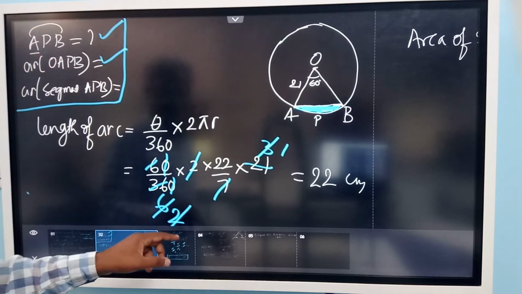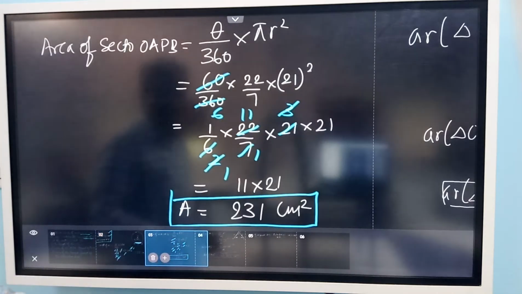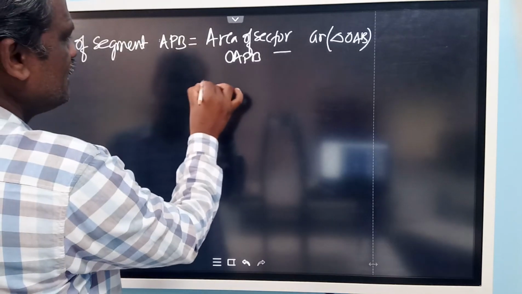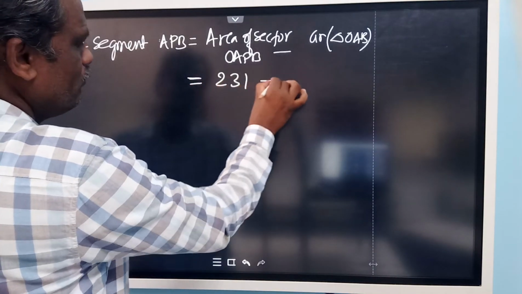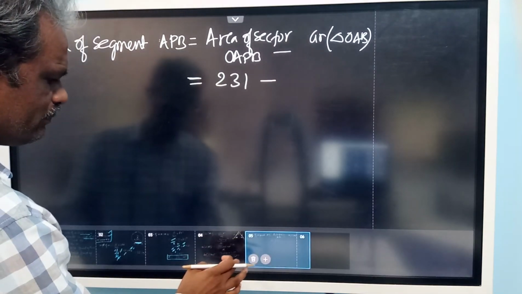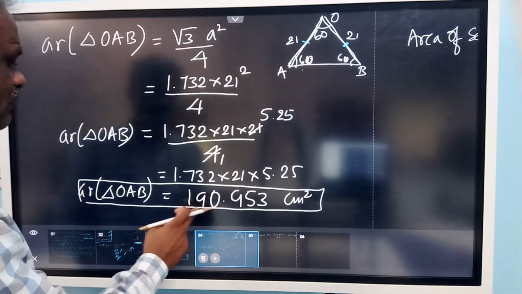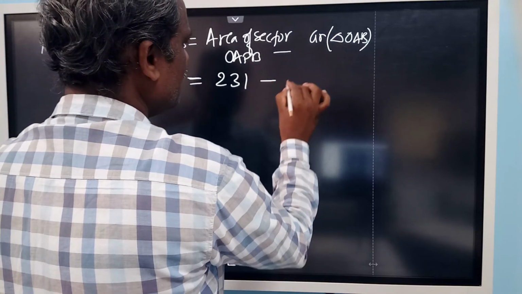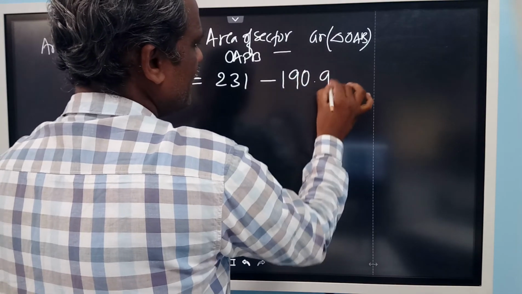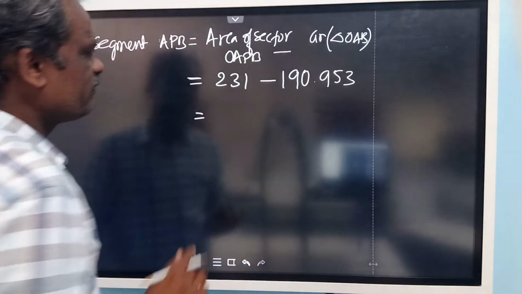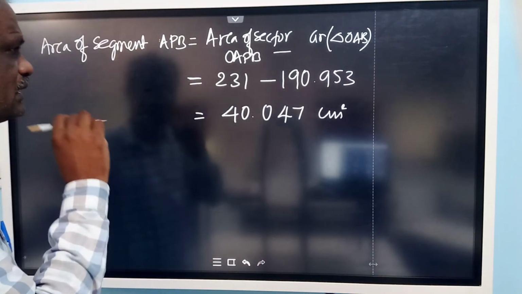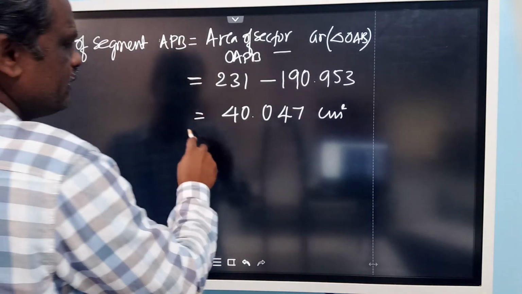So as you have already calculated, the area of the sector is 231. So you can write here 231 minus the area of the triangle, 190.953. So what is the difference? Subtract and tell me now. So after subtraction you are getting 40.047, that is the area of the segment.